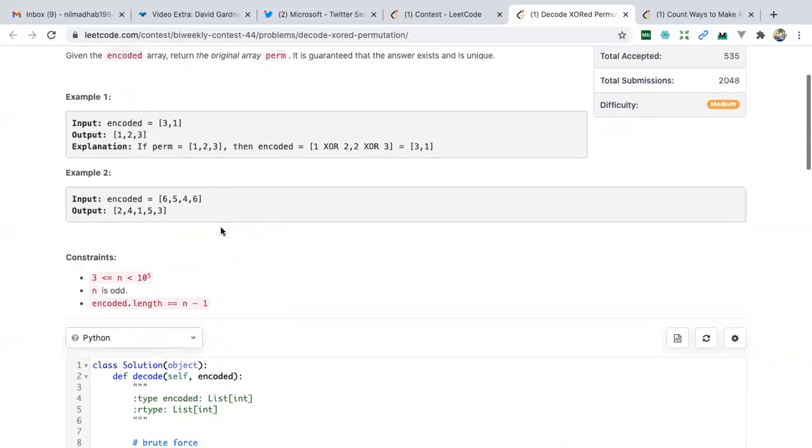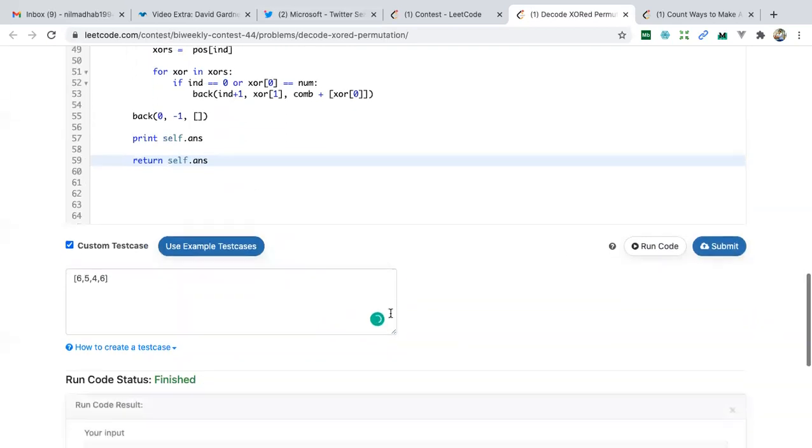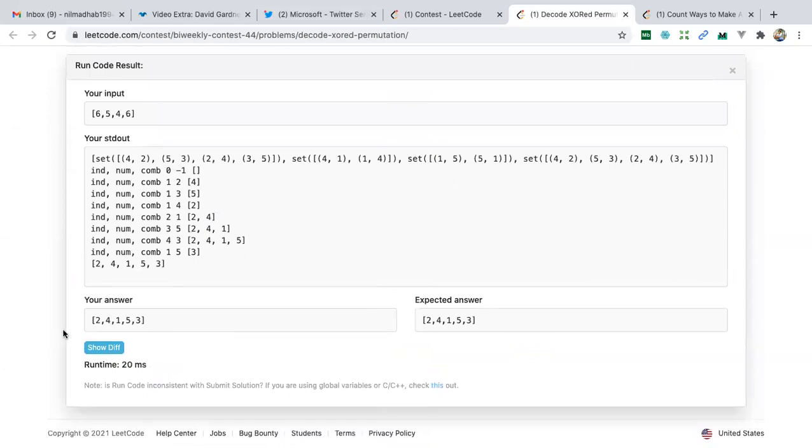It's working fine. And let's try this one. It will give you, I think, a timeout, but let's try it. But we get the right answer.